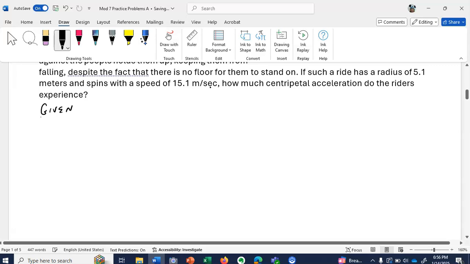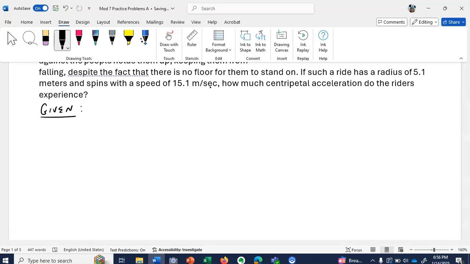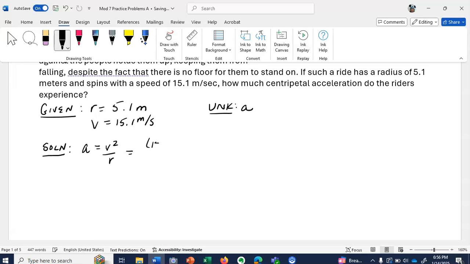So we are given, it says if such a ride has a radius of 5.1 meters and spins with a given speed, how much centripetal acceleration? Another formula that we're given in the notes is that centripetal acceleration is equal to v squared over r. So we're just going to plug and chug. Plug that in over 5.1. I'll let you do that on your calculator. Next question.